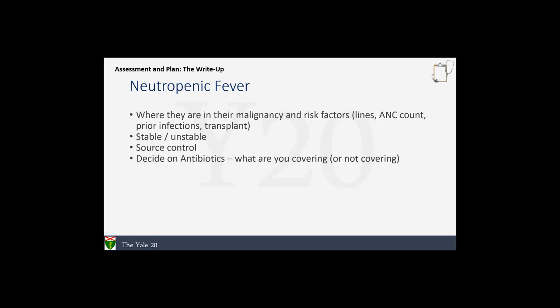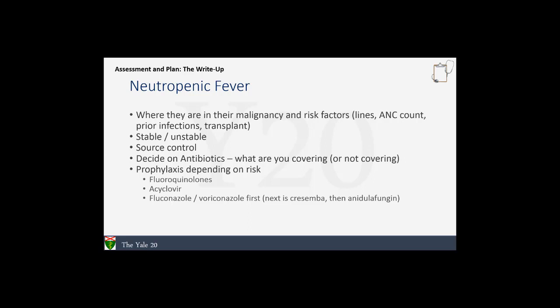Decide on what antibiotics you want to give. It's important to consider what you're covering as well as what you are not covering. And then finally, this is often written in your progress notes and in your H&Ps, the prophylaxis depending on the risk. So just a little bit more detail about that.